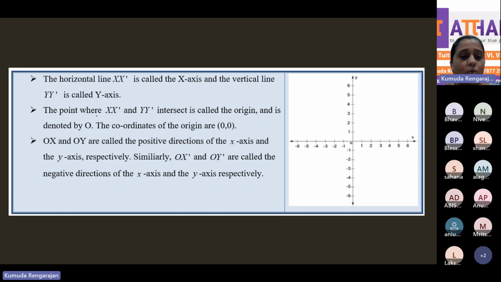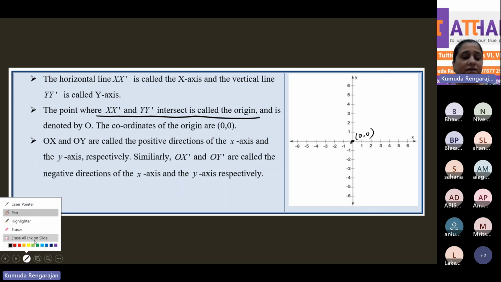So the point where XX dash and YY dash intersect is called the origin. This one is called the origin, and it's given by the address 0, 0. Every point is represented by a capital letter.